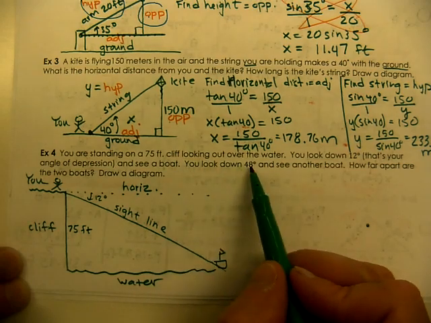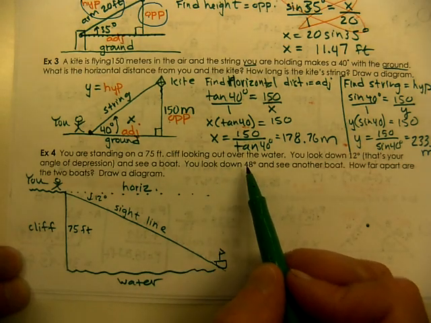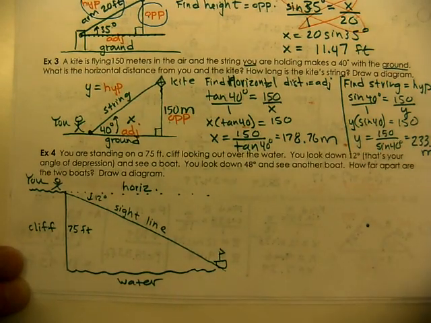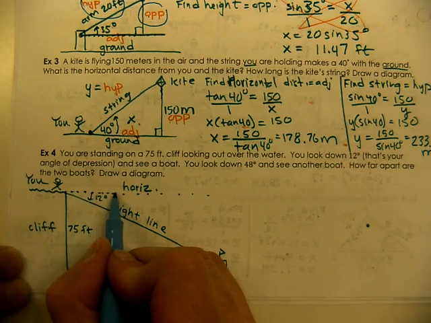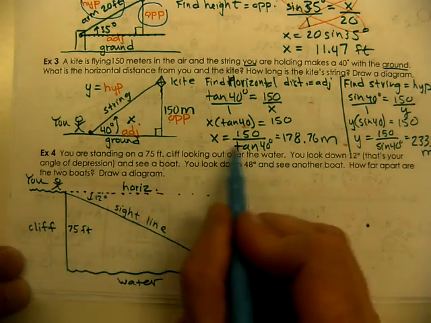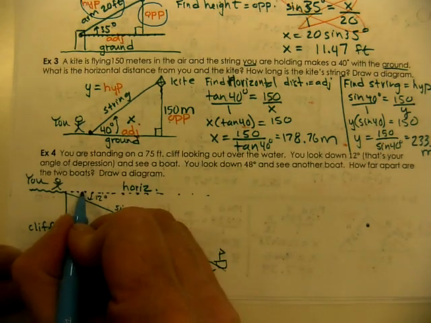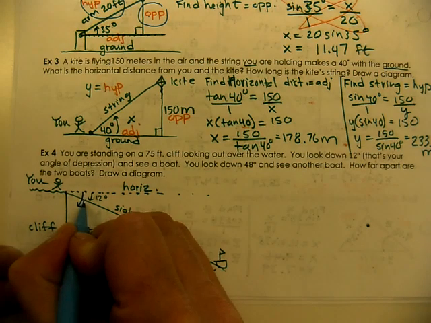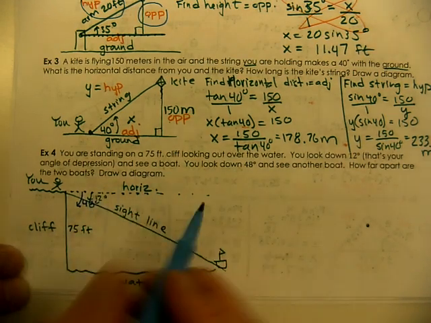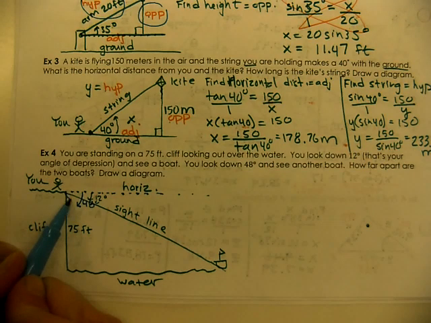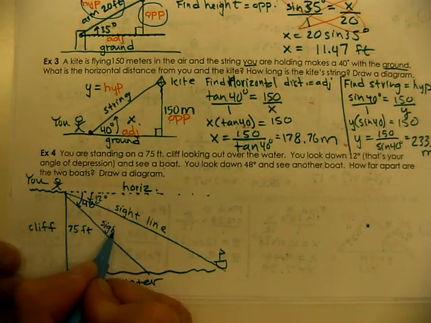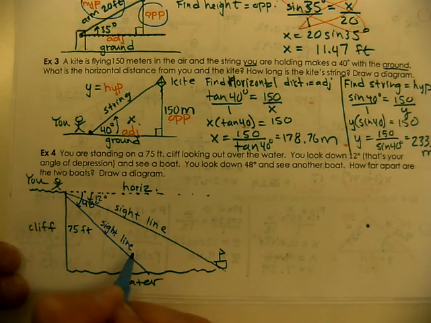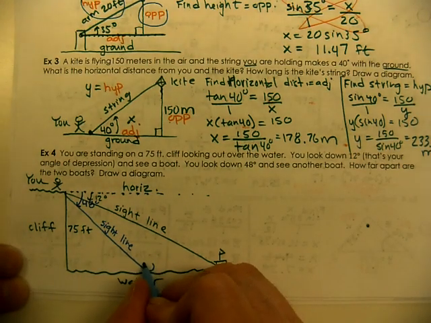Now you look down 48 degrees, which means you are going to create a second triangle. So let's switch over to a second color here. We're still using the same horizontal reference line. We're dropping our gaze 48 degrees. All right, so there's my 48 degrees. And that's going to create a steeper sight line to another boat.